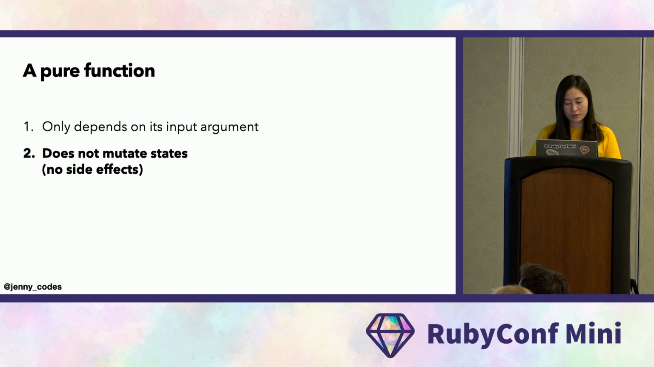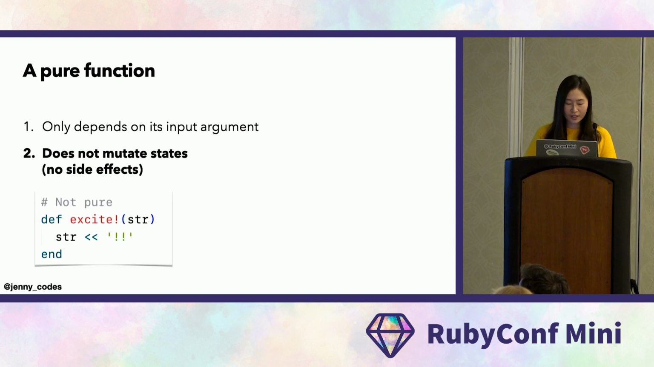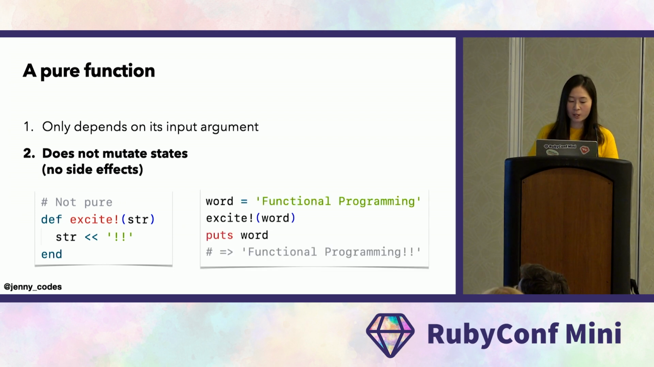So the second condition for a function to be pure is it has to not mutate state. And it is equivalent to saying it has no side effects. This is not a pure function. It satisfies the first condition that it only depends on the input argument, but it changes the string. So any variable that goes through this function will be changed forever.